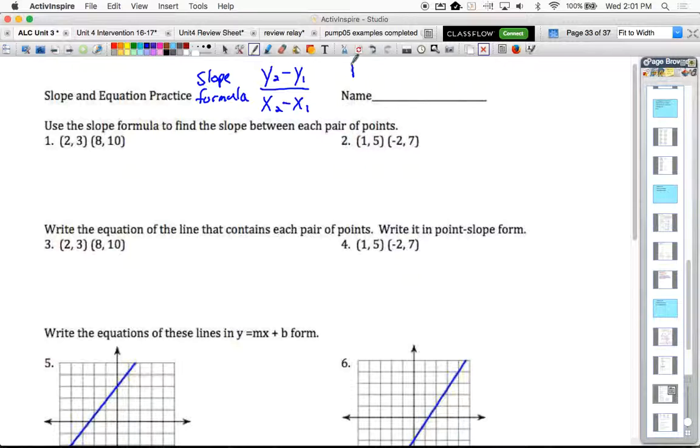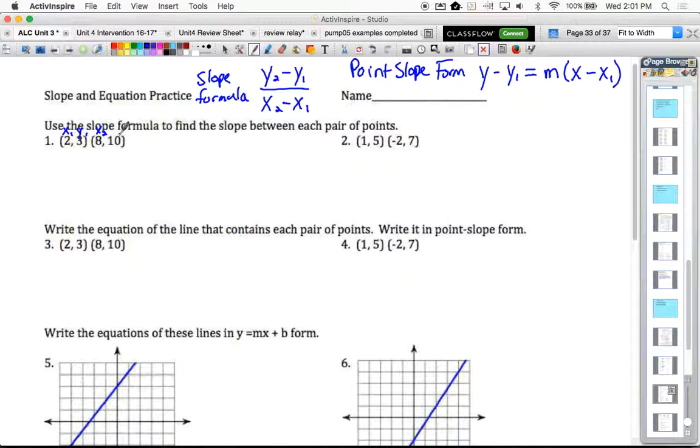And then our point-slope form, again, is y minus the y value for a point equals the slope times x minus the x value for the point. And so let's start off with finding the slope of the point right here, and then we'll use the point-slope form in part 3 and 4, numbers 3 and 4.